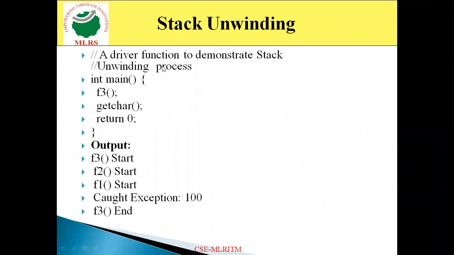Now look at the output. First f3 start, then f2 start, then f1 start, then it displays caught exception 100 and then f3 end. This specifies that it is implementing stack unwinding. It is removing the function entries from the function call stack: first f3, then f2, and at last f1. So this is the procedure for how to work with stack unwinding, or how to implement stack unwinding by means of exception handling.